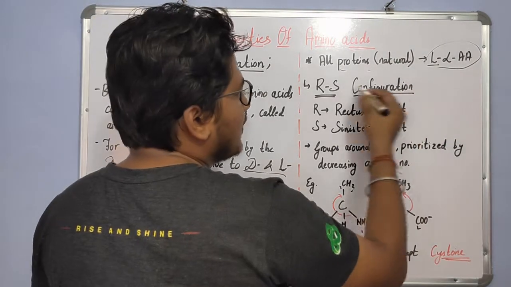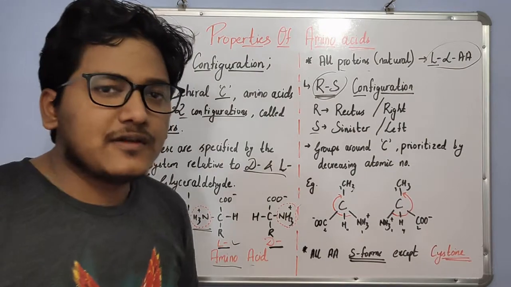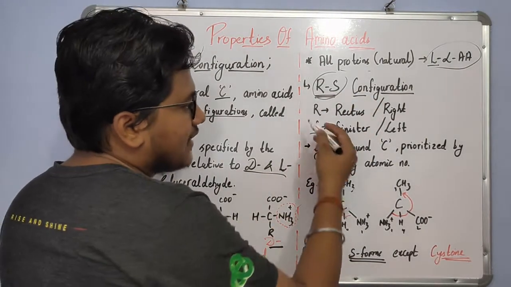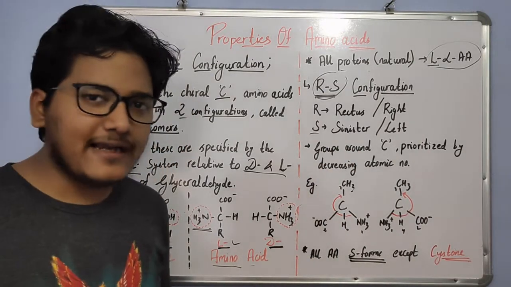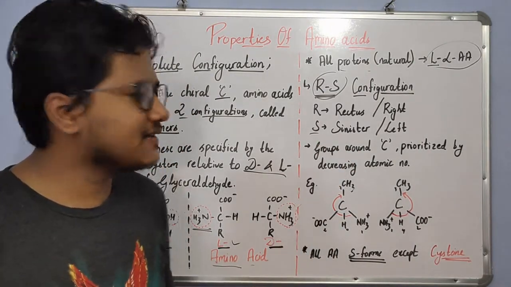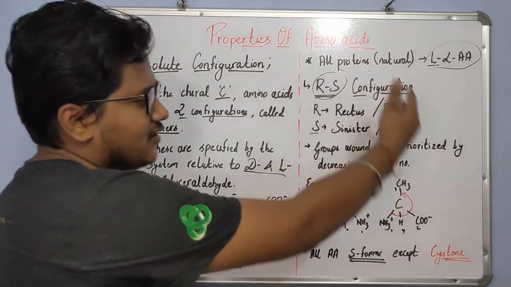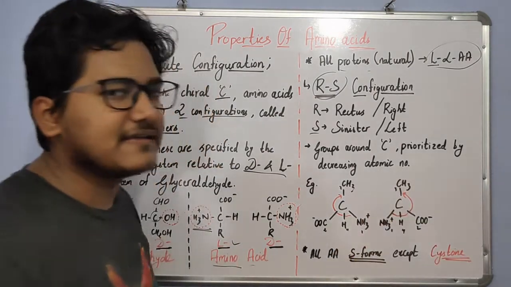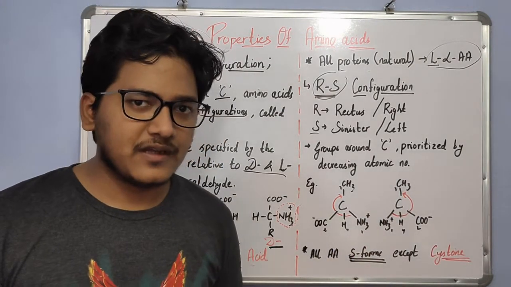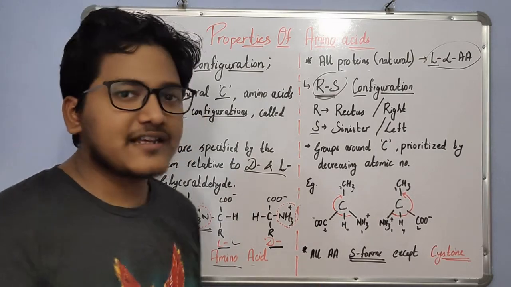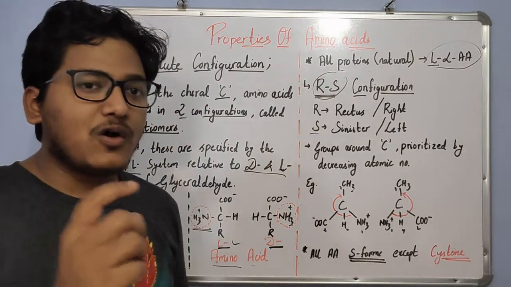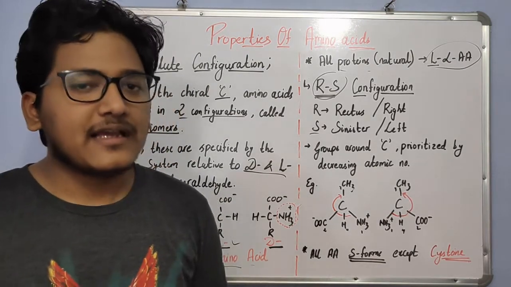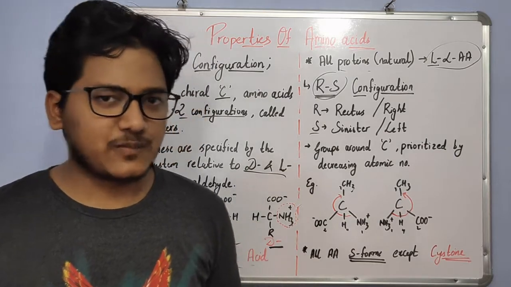Another configuration that is followed is the RS system. So let's see the RS configuration. In the RS configuration, R stands for rectus, the Latin for right, and S stands for sinister, the Latin for left. The groups around the carbon atom, that is the chiral center, are prioritized on the basis of decreasing atomic number. That is, the groups attached to the central carbon are prioritized on the value of their atomic number. The higher atomic number is given the highest priority and the lowest atomic number is given the least priority.